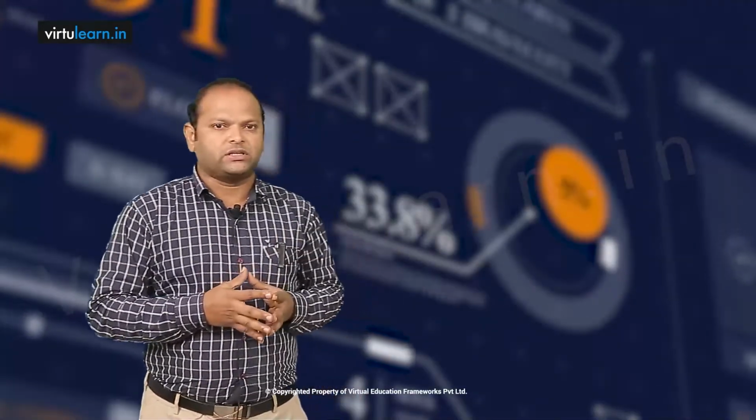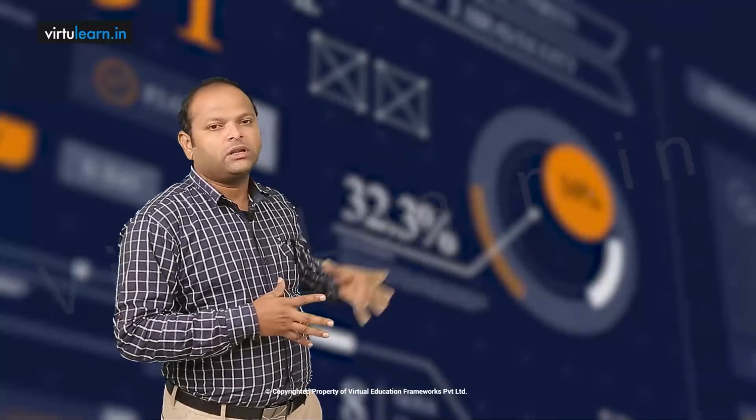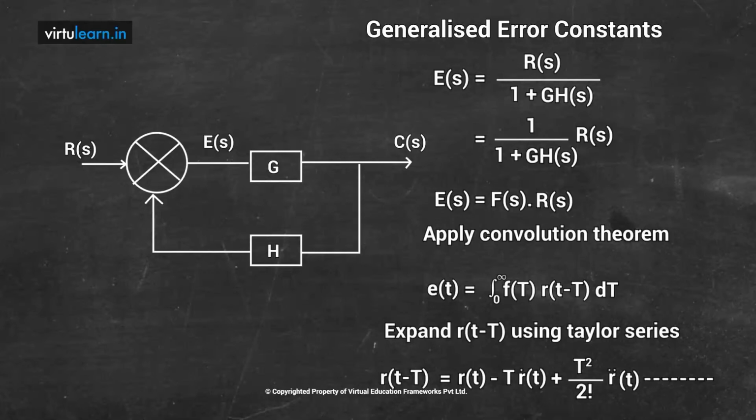To find steady state error, there are two error constant methods. One is the static error constant method, which we have already seen. Now we will come to the generalized error constant method. So let us take a closed loop block diagram where you have forward path transfer function G, feedback path transfer function H, and I have input R(s) and output C(s).